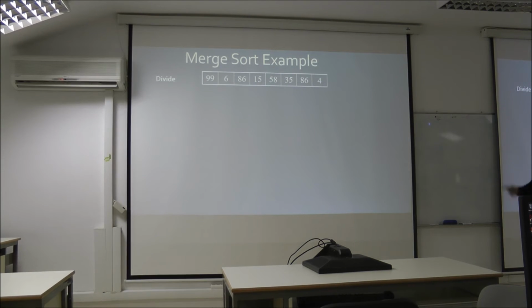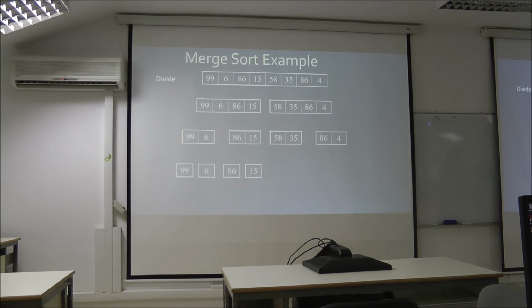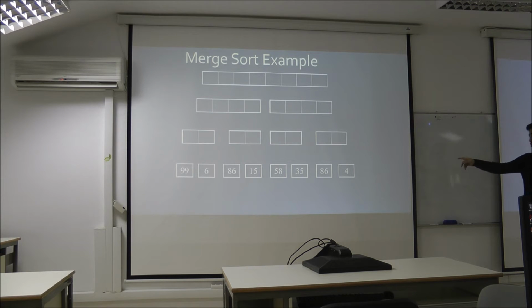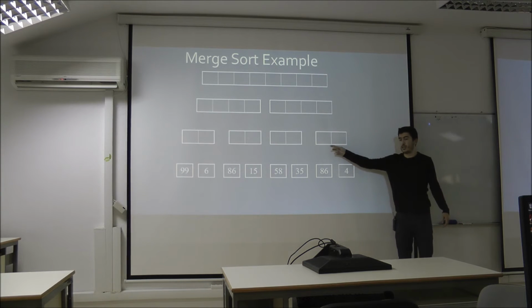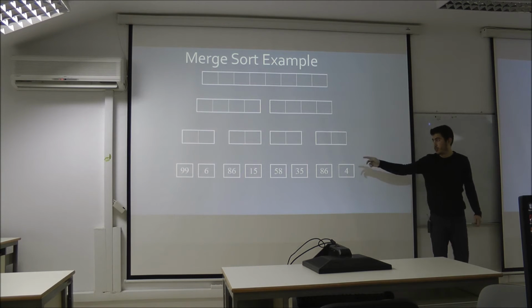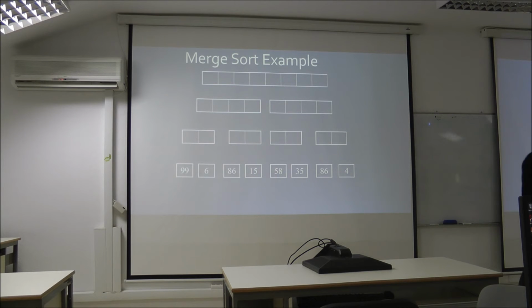We have an example here with 8 elements and an unsorted list. What we'll do first is divide the list into 2 halves, and then each half into 2 more, and finally we get lists with a single element. Now we'll compare the 4 with the 86, and we see that the 4 is less, so the 4 will go here, and the 86 will go here. We'll do the same with the other numbers, and we get this.